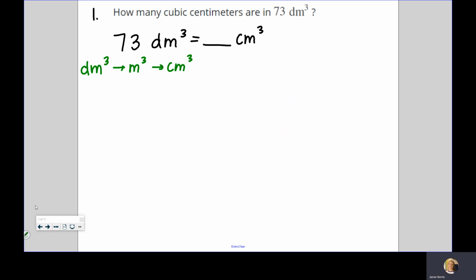All right, so we're going to use dimensional analysis on all these problems today. Dimensional analysis is my preferred way of doing conversions. Isn't that also called like a unit factor? Yes, unit factor method, same thing.